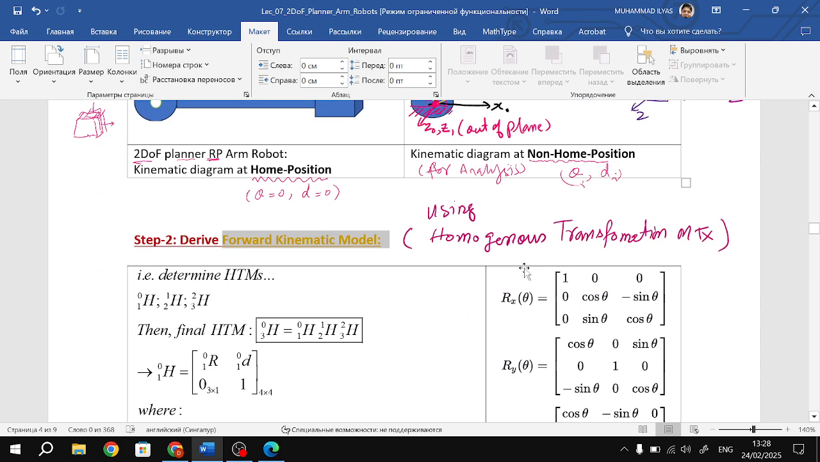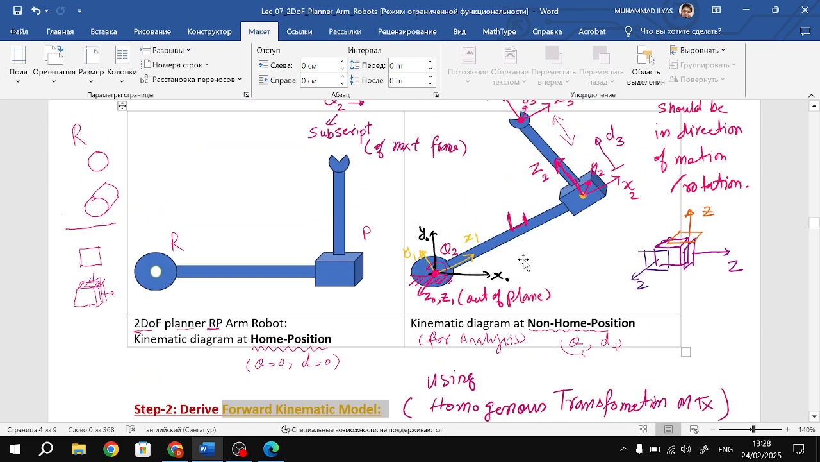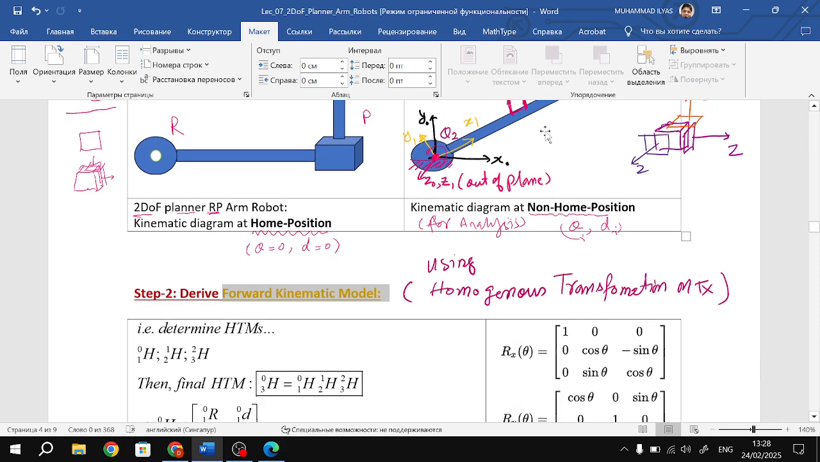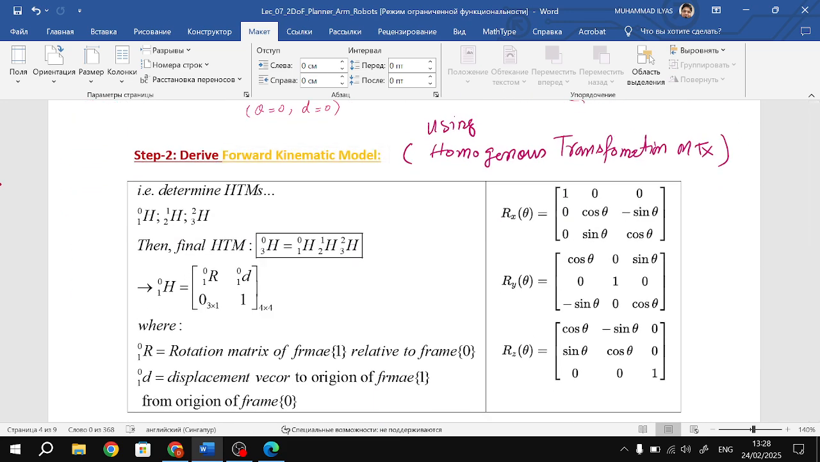First thing, what is our HTM? We have how many frames? 0, 1, 2, and 3. We have 3 frames, right? So what we need is our final HTM, 3 to 0, if you include trivial ones. Yes, we need 3 to 0, because 3 is our end-effector frame, and 0 is our base frame.